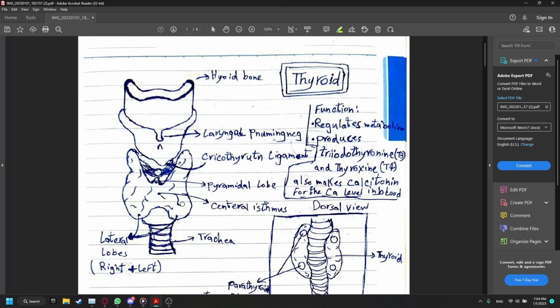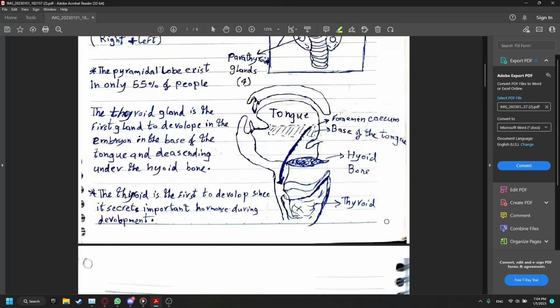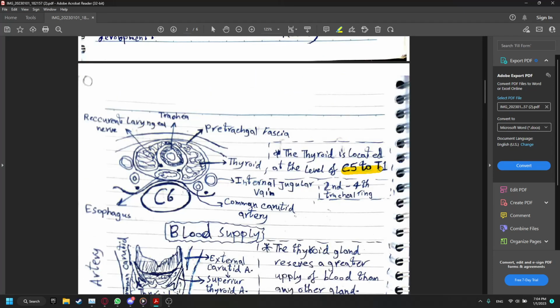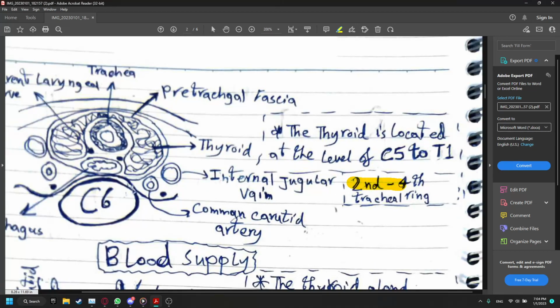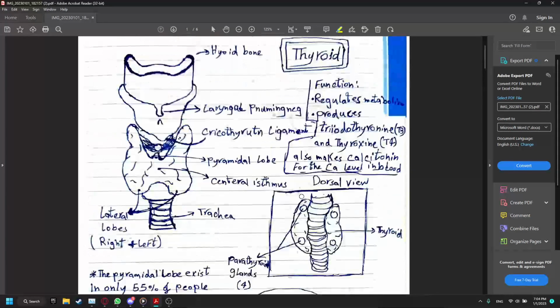So the thyroid gland here is at the vertebral level of C5 to T1. By the way, a question on the exam asked at what level the thyroid gland is in terms of the tracheal rings. The answer to that question would be the second to the fourth tracheal ring. So keep that in mind, and we're gonna go back to this.